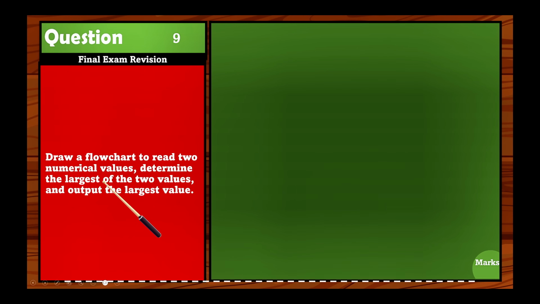Question number 9, draw a flowchart to read two numerical values, determine the largest of the two values and output the largest value. So this time we have to use the if statement, right? So let's see which symbol we can use to represent the if statement. So same thing, we start the program.